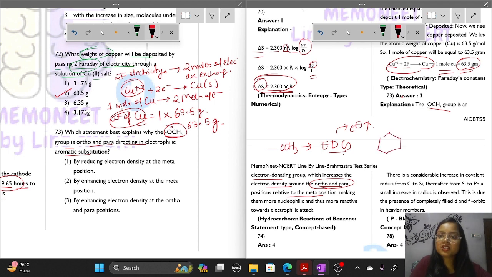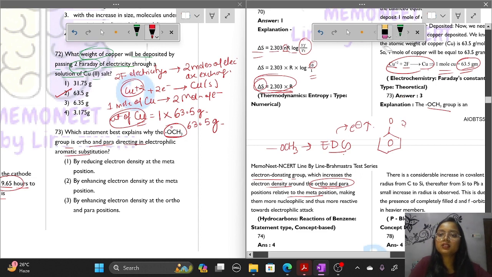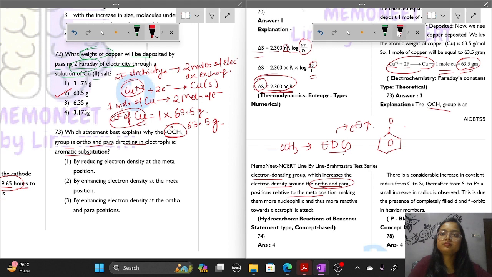So which position is ortho, which is meta, and which is para? Let us assume that here it is the OCH3 group, or consider there is another group, let it be OH. So this and this position with respect to OH are ortho. This and this position are meta, and this position is para.